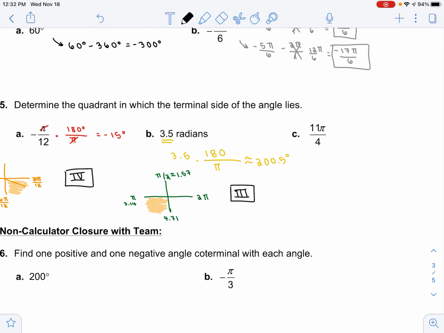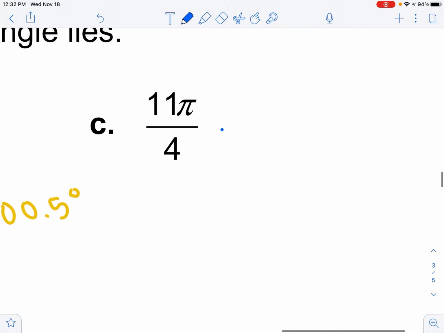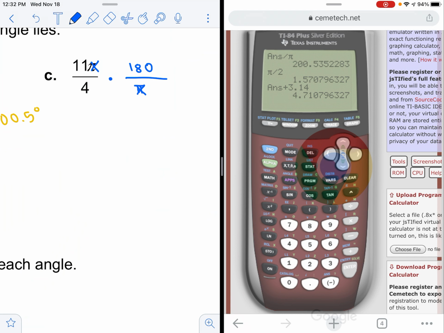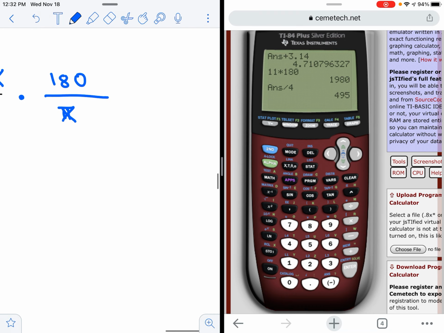Okay, so that last one, you have a decision to make. You can either, again, convert, or you can think about what this would equate to when we think about the quadrants. I'll do it both ways just for those of you that want to see it both ways. But what we would do is we would multiply this by 180 over pi. So then the pi's cancel. And then we can multiply the 11 times 180. And then we can divide that by 4. And so what you get is 495 degrees.